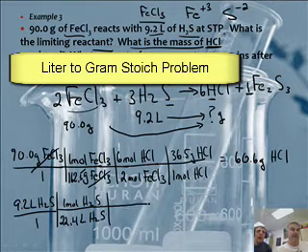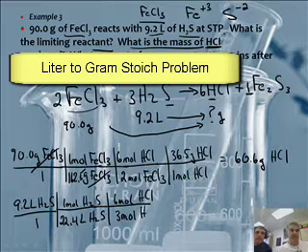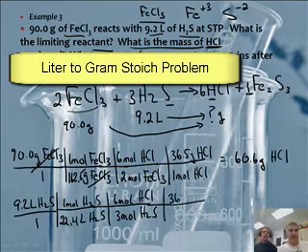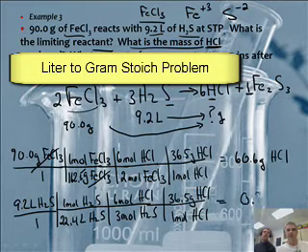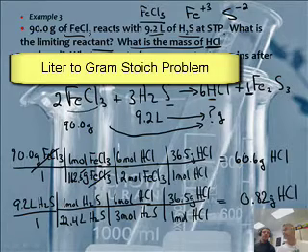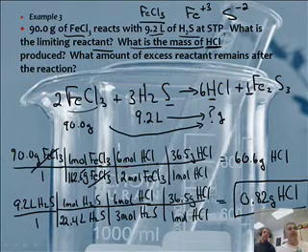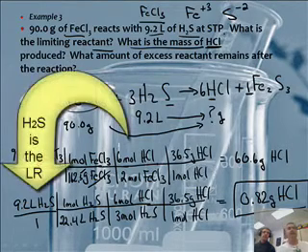And then we're going to say 6 moles of HCl is equal to 3 moles of H2S. We could use the same one as the last time: 36.5 grams of HCl to 1 mole of HCl. And that gives us a small number, 0.82 grams of HCl. So obviously, this is the limiting reactant. We're going to run out of H2S first.